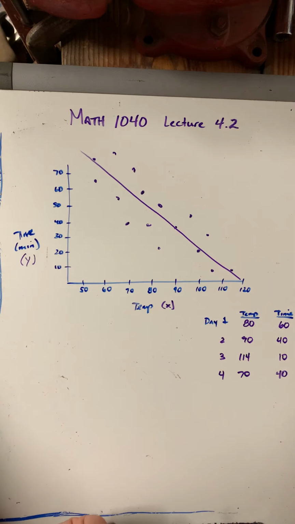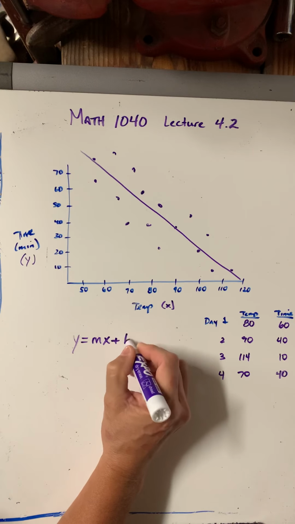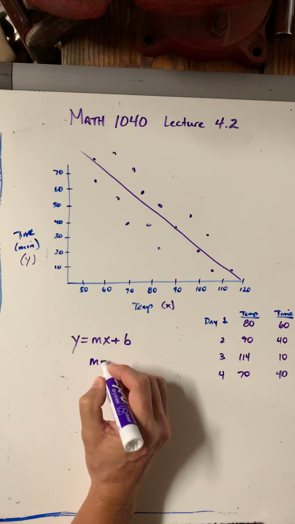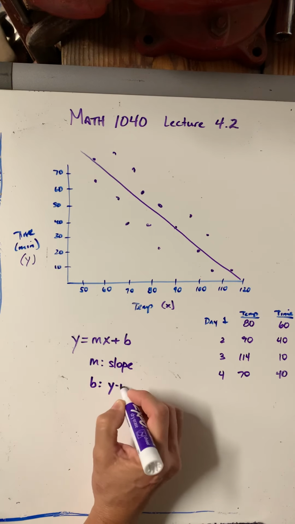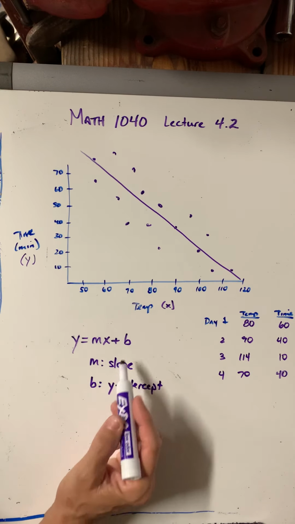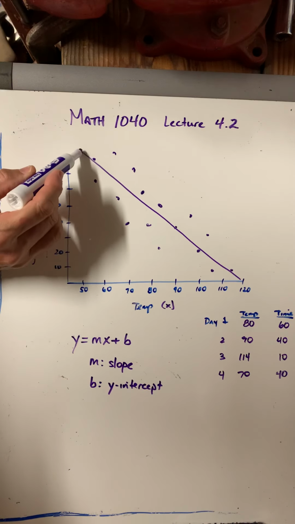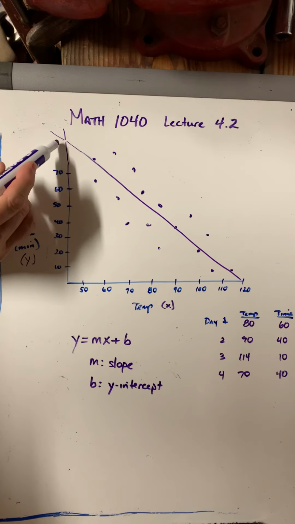This line, just like back in algebra class when we learned about lines, has an equation associated with it. And typically it's y equals mx plus b. If you recall, the m represents the slope and the b represents the y-intercept. So what is a slope and a y-intercept? Well, the y-intercept is where it crosses the y-axis. If this continued up here, it would probably cross the y-axis at about, let's say, 90.